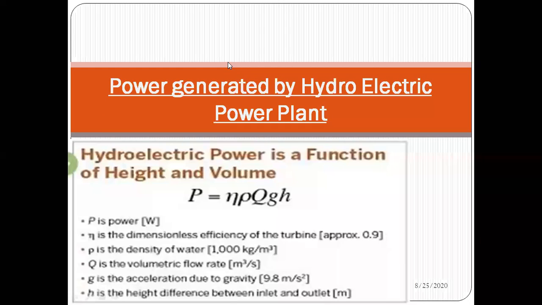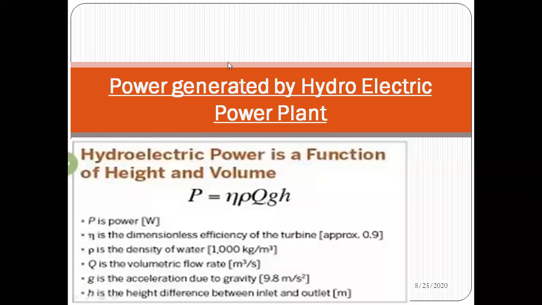Now, one most important thing that you must keep in mind while calculating the power in case of any hydroelectric power plant is that you can see from this equation, the efficiency is a constant value. Your density of the water is also a constant value. That is, efficiency is about 90 to 95%, density is 1000 kg per meter cube, and G, the acceleration due to gravity, is again a constant value, that is 9.81 meter per second square.